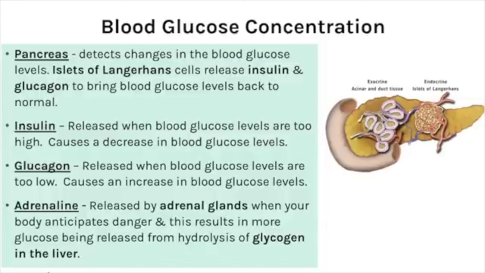Insulin is released when blood glucose levels are too high, and that will bring blood glucose levels down to normal. Glucagon is released when the blood glucose levels are too low. So think of glucose gone, glucagon. And this will cause an increase in the blood glucose levels. Adrenaline, which is released by the adrenal glands, which are found just above the kidneys, is released when your body anticipates danger, and this results in more glucose being released from the hydrolysis of glycogen in the liver.